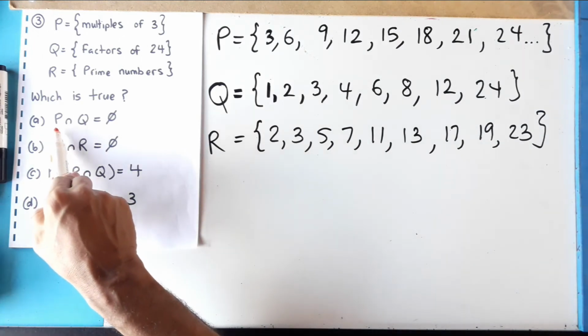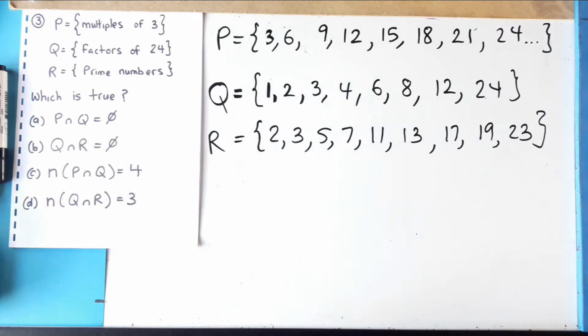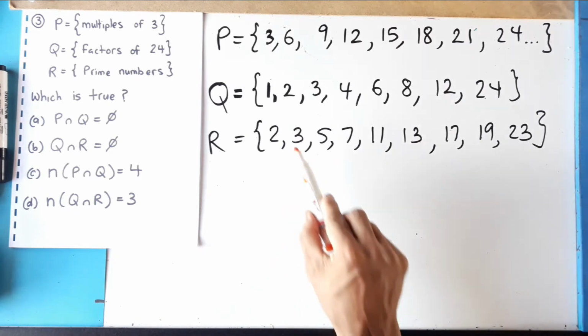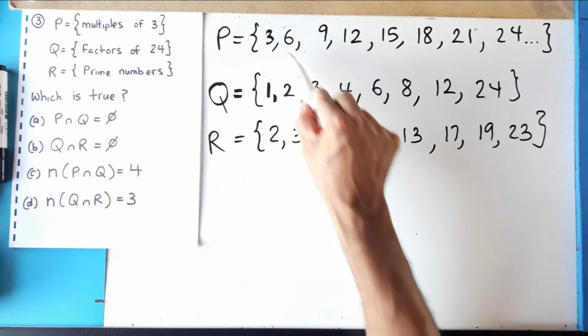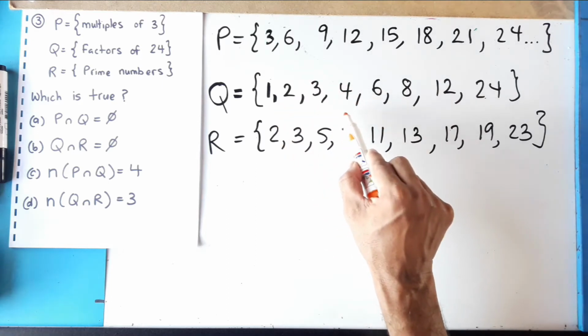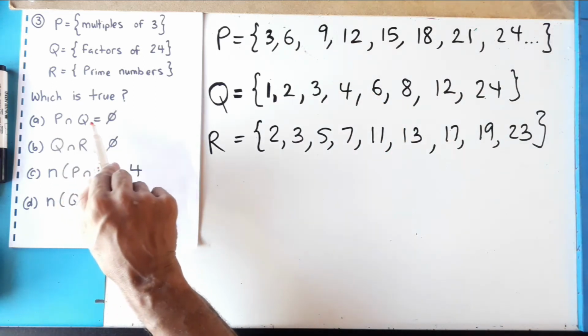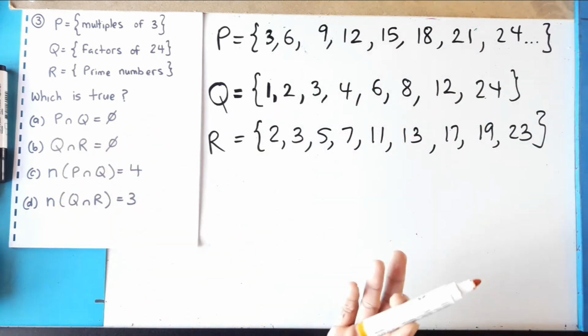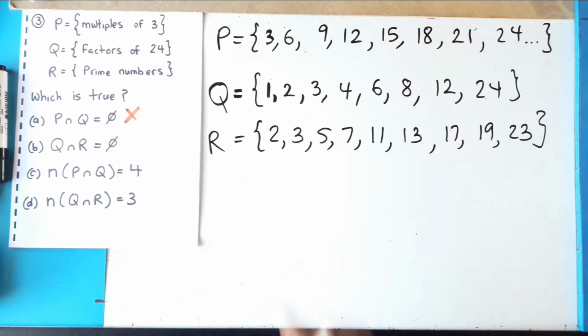In A, they are saying P intersect Q is null, meaning that there's nothing common between P and Q. Well, at first glance, there is something common between P and Q. And that's just one example, right? There's another one here, 12. So P intersect Q is not a null or empty set. So that one is wrong, definitely, right? There are things common between P and Q.